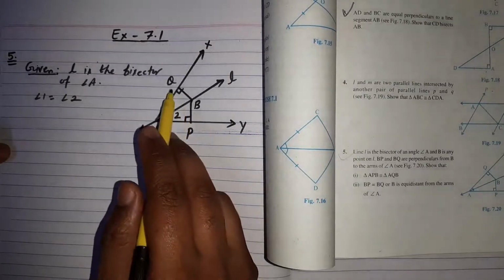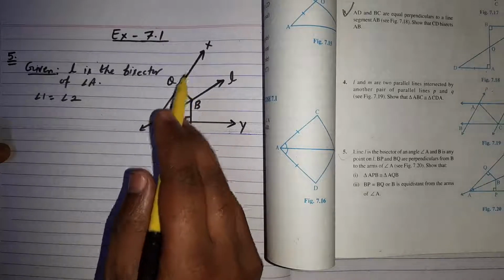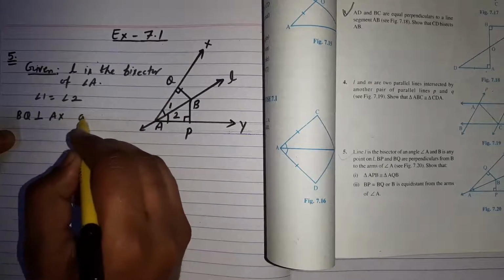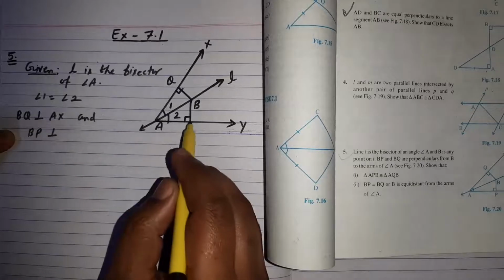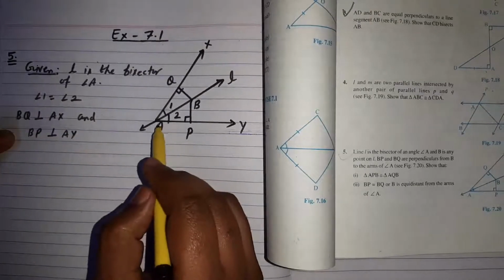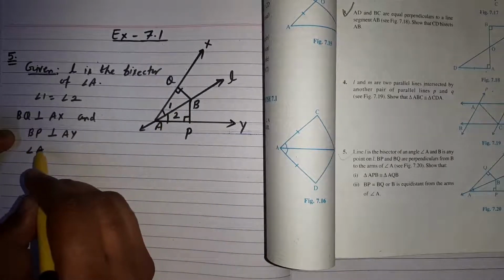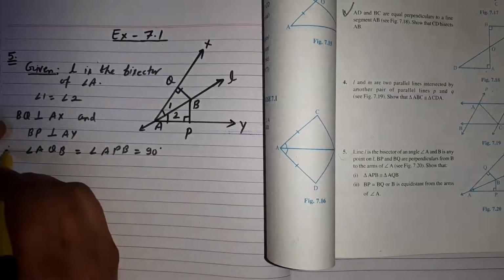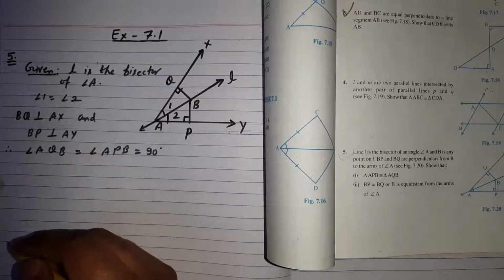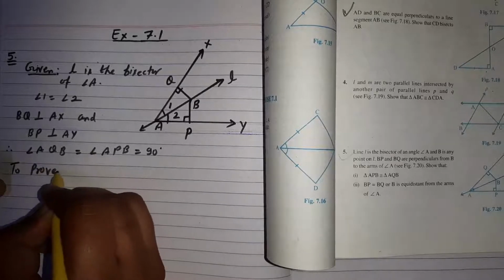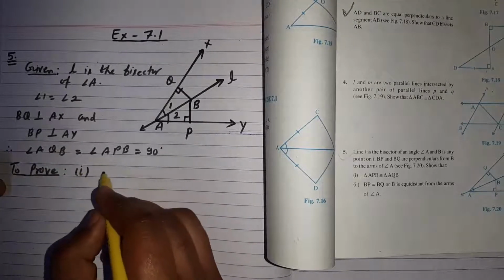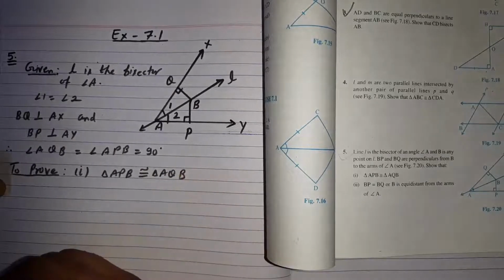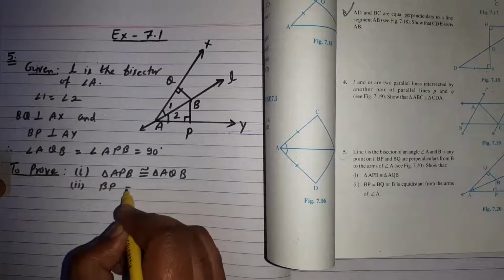And BP and BQ are perpendiculars from B to the arms of angle A. It means BQ is perpendicular on AX, and BP is perpendicular on AY. It means angle AQB and APB is equal to 90 degrees. AQB is equal to angle APB is equal to 90 degrees. So these are given and we need to prove the first part, triangle APB is congruent to triangle AQB. Second part, BP is equal to BQ.